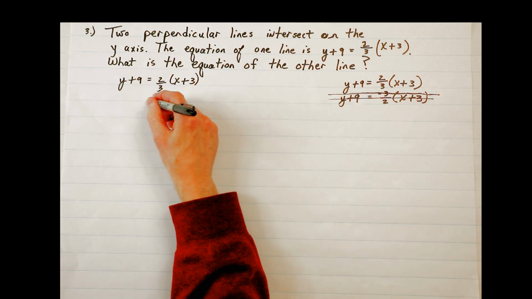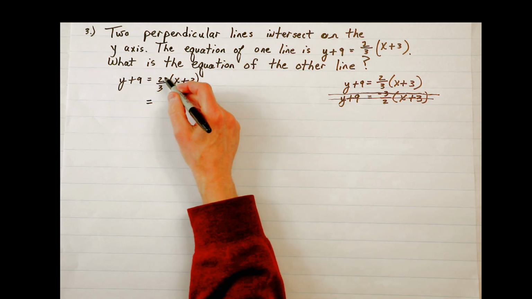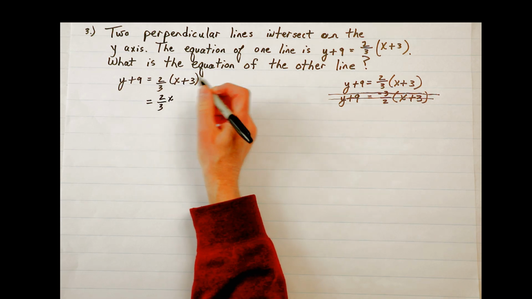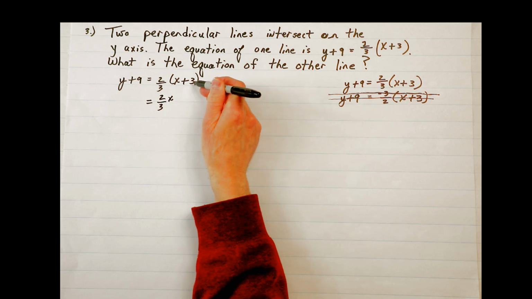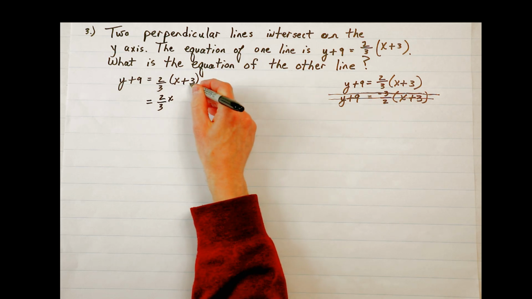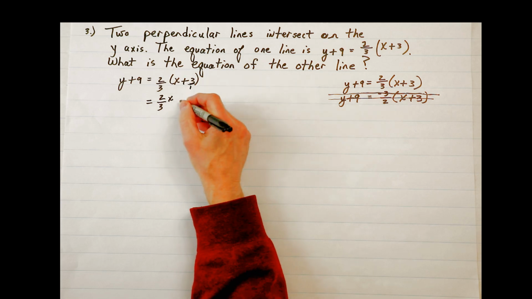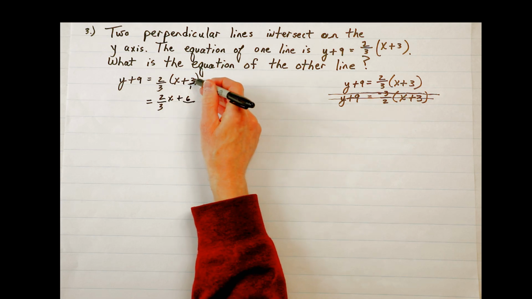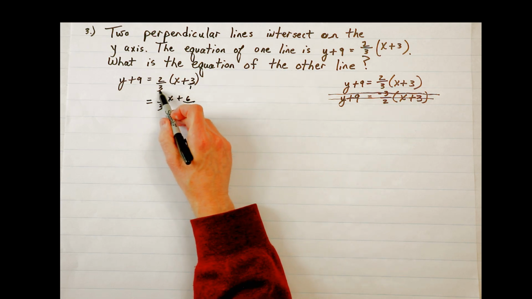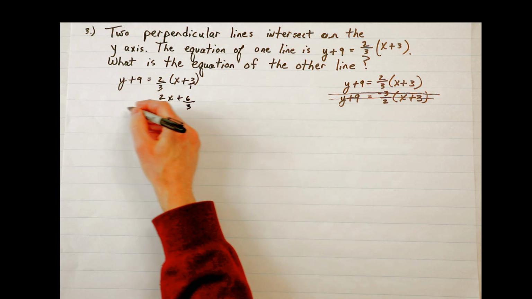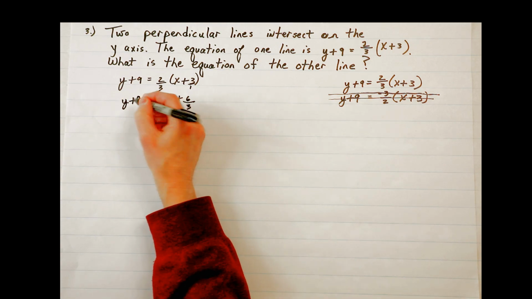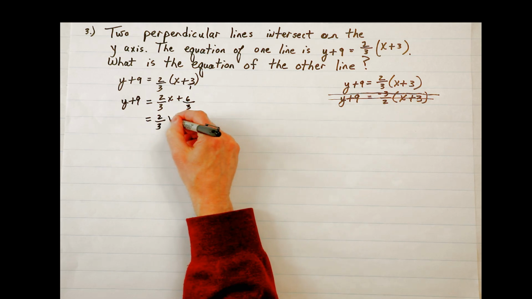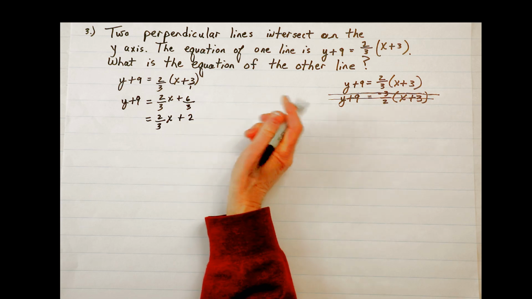Okay, so let's change this to slope-intercept form. 2 over 3 times x is 2 over 3x. 2 over 3 times 3, this is like 3 over 1, right? So 2 times 3 is 6. Top by top, 2 times 3 is 6. And on the bottom, 3 times 1 is 3. And we have y plus 9. Now this simplifies to 2 over 3x plus 2.